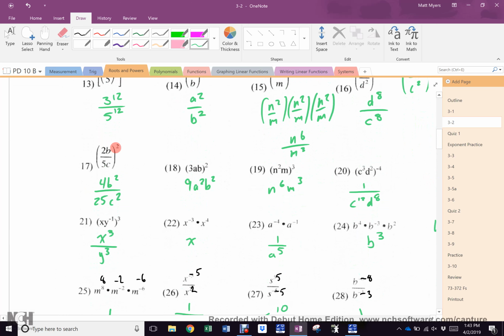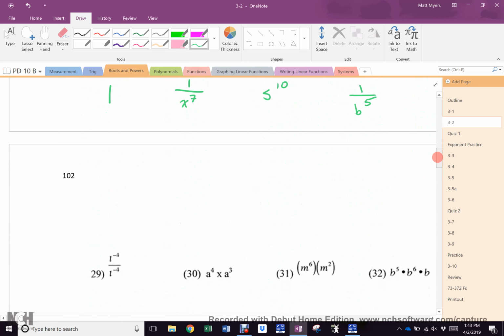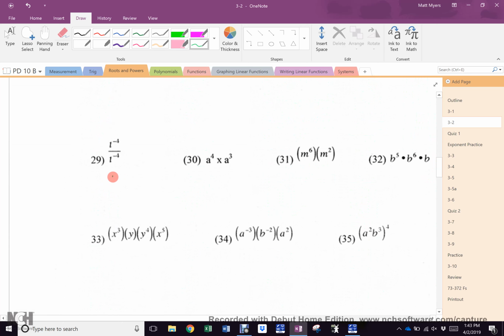Well, that's the one I explained. 2b, the 2 is part of the base. So the 2 is squared and the b is squared. This one.